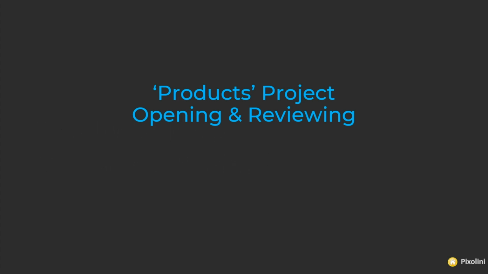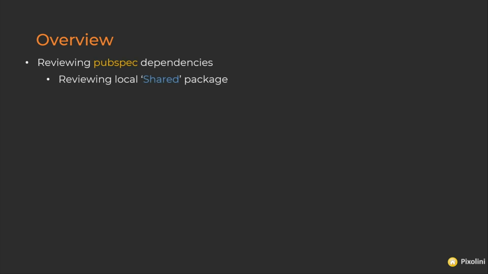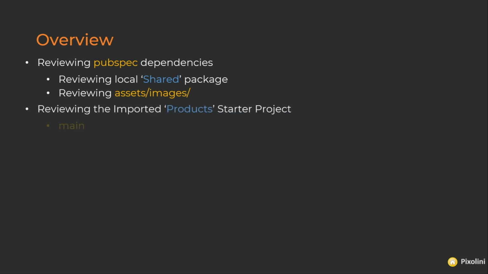In this section, you'll open and review the Products Starter project. Let's get an overview of the Products Importer project, our starter project. Let's look at the pubspec dependencies. We're going to look at how to declare the local shared package, and how to declare the assets and images folder. We use a wildcard so we can add multiple images to that folder and declare it only once.